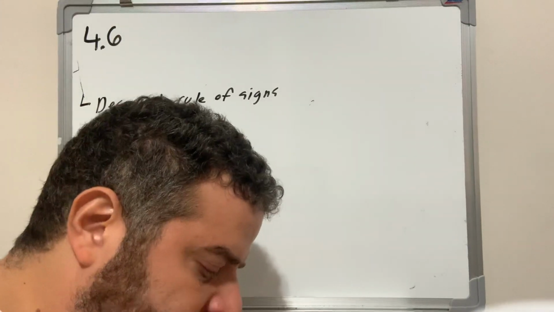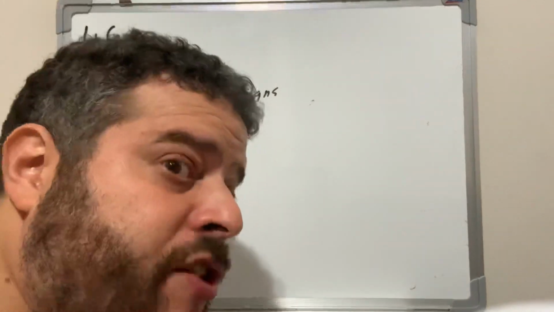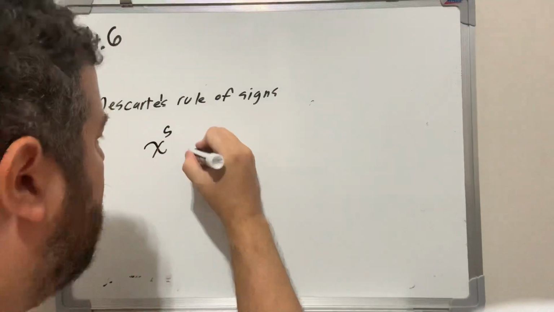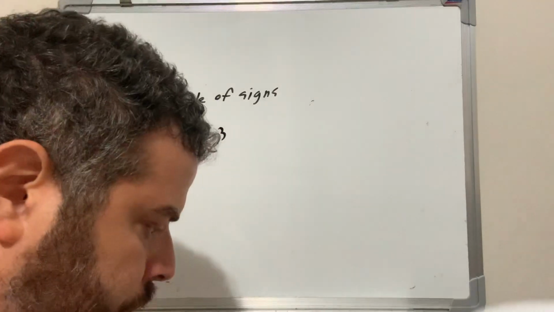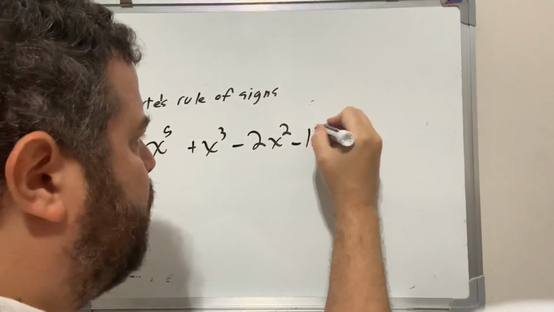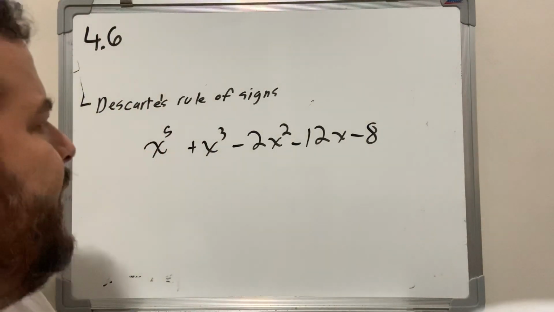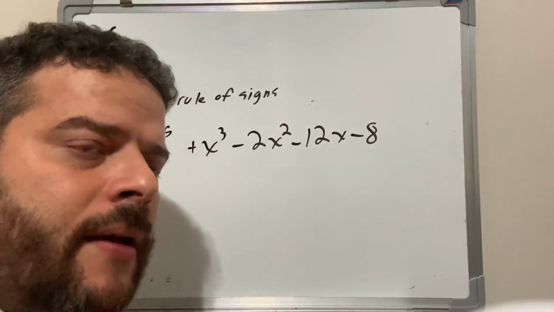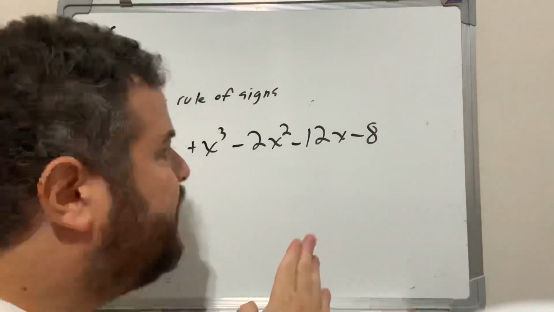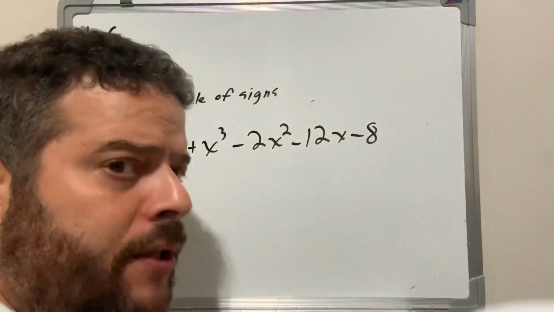So let's look at one example. Let's look at example 2 that is in the book. And again, I consider this a small polynomial. x to the 5th plus x to the 3rd minus 2x squared minus 12x minus 8. Now, in Descartes' rule of signs, we're going to count how many times the signs change from one term to the other within the polynomial.